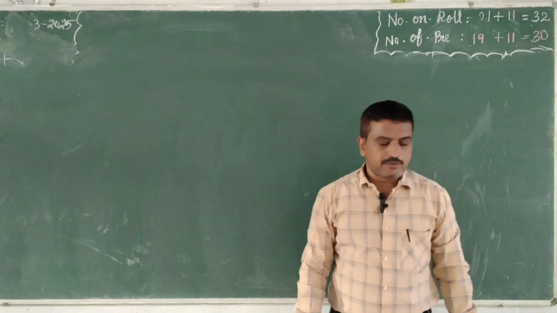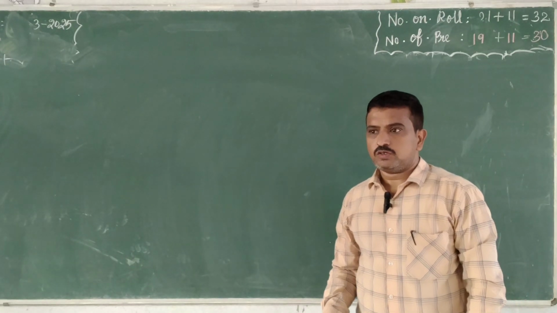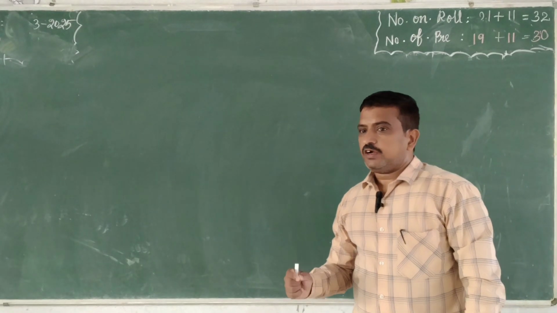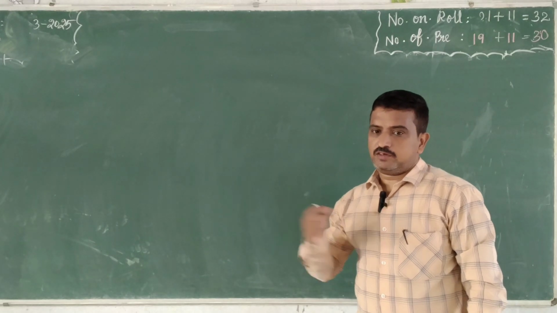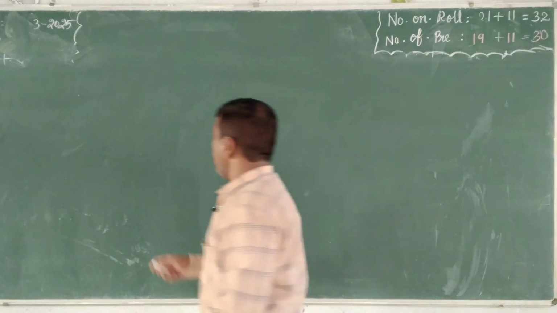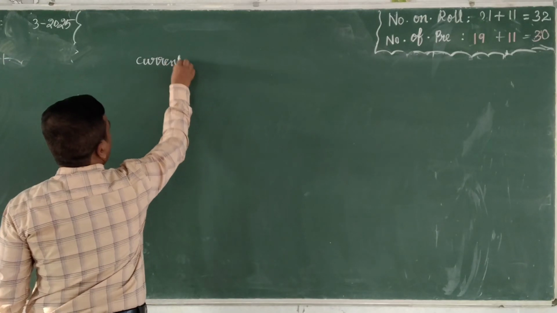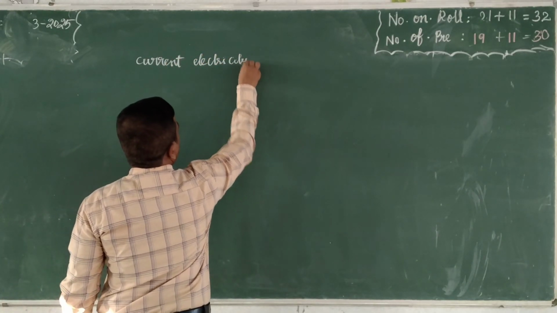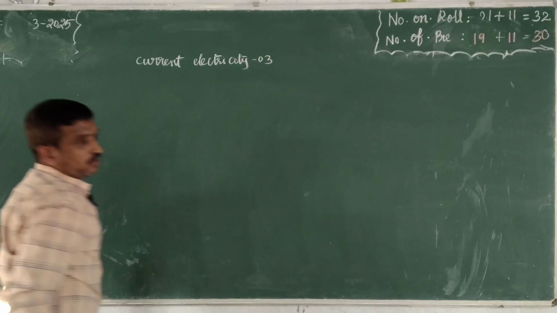Today's concept is current electricity, the third lesson in 12th standard. In this one we discuss the effect of temperature on resistance and resistivity, and related problems. So that we discuss. See here, what is the lesson name now? Current electricity. It is the third lesson in 12th standard.